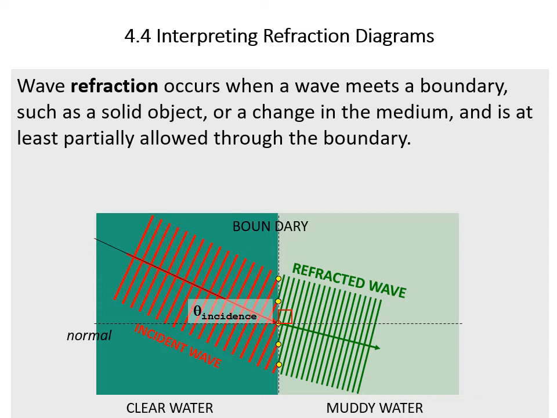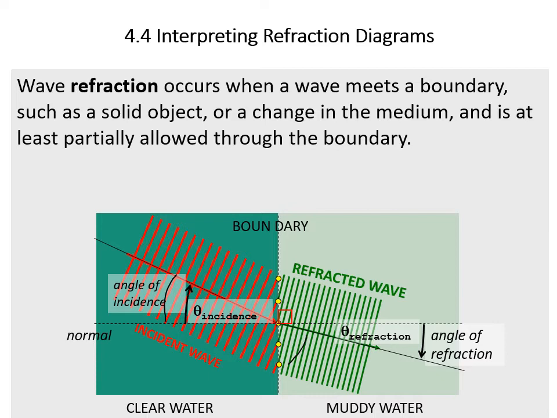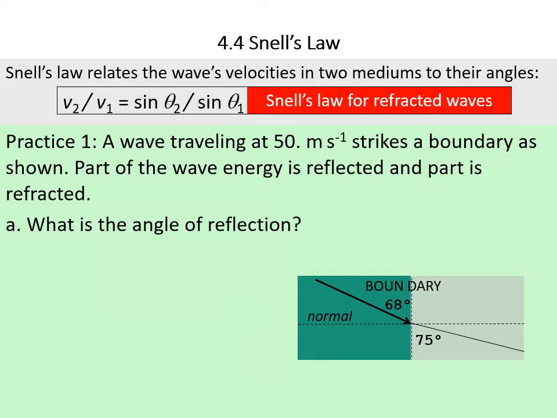The angle of incidence is always measured with respect to the normal line, between the ray and the normal line, and again the angle of refraction is always measured between the normal line and the ray itself. Some students will try to measure between the boundary and the ray. No, it's between the normal and the ray. Without derivation or discussion of Fermat's principle, I present Snell's law, and this relates the wave's velocity in the two different mediums with the angles of the wave fronts with respect to the normal.